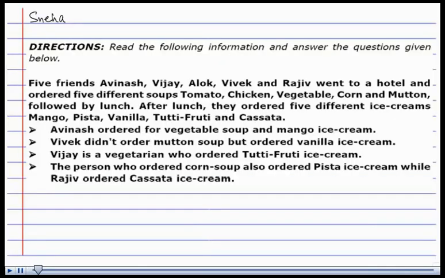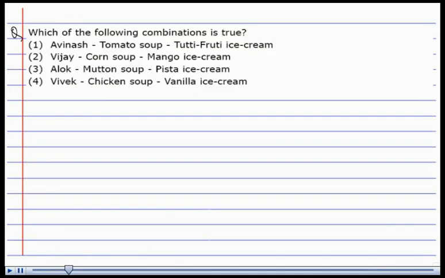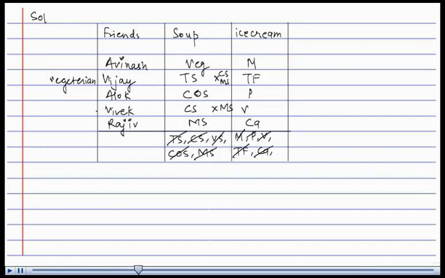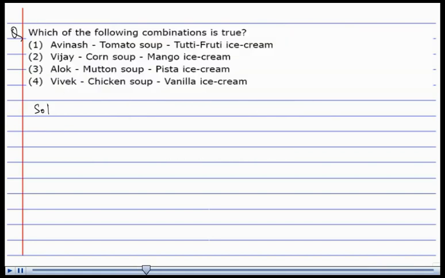Hello, I'm Sneha. Directions. Read the following information and answer the questions given below. The question is, which of the following combinations is true? The solution is, as we have seen in the first part of the question, the complete information given to us can be converted into a tabulated structure with the help of the information given to us. So, on converting the information into a tabulated structure, we get this table. With the help of this table, we can answer our question.